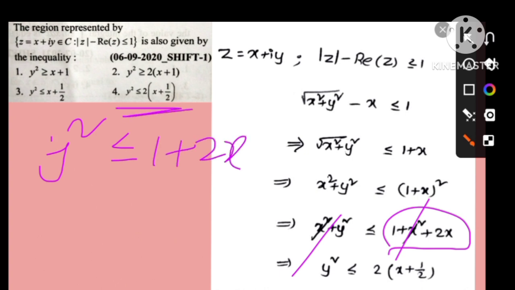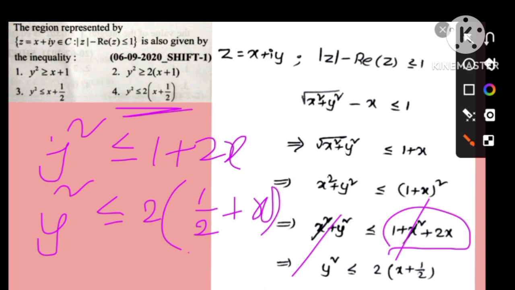But the option is given in this form. By taking the 2 common, you will get the answer. That is, y² is less than or equal to 2 into (1/2 + x), which is nothing but the fourth option. That's all. This is the answer. Very easy question. Simply replace the |z| and Re(z) values in the given condition, then directly within 2 steps you will get the answer. This is the problem of the 6/9/2020 shift 1 question. Okay, understand all of you?